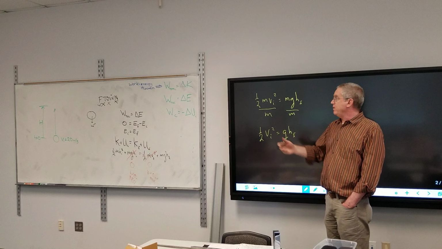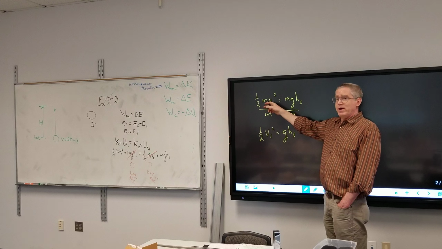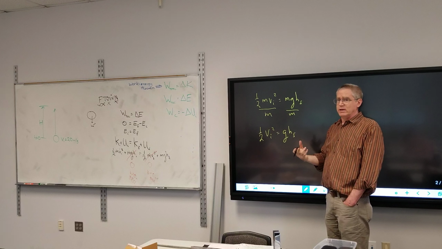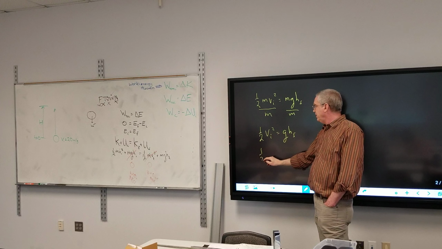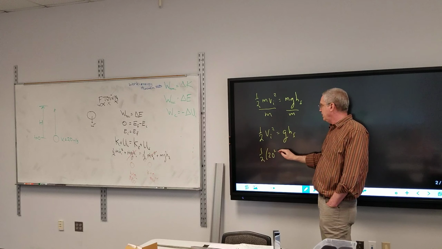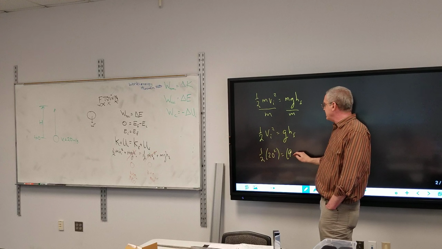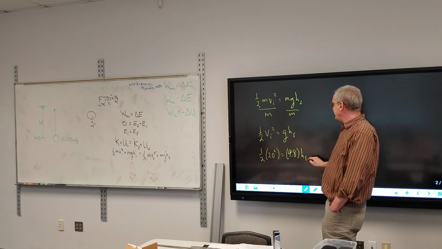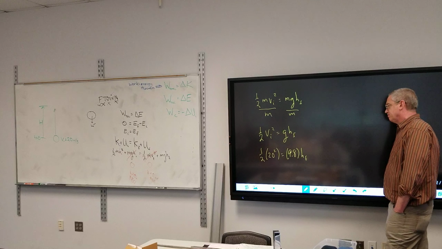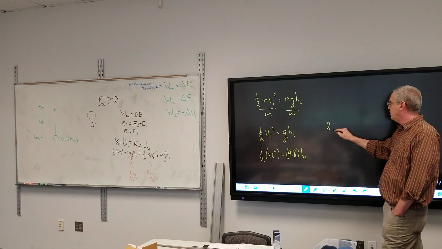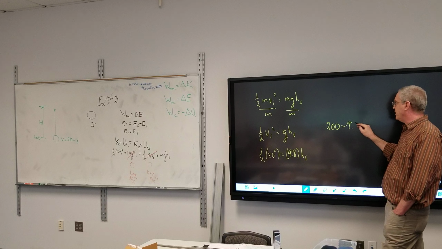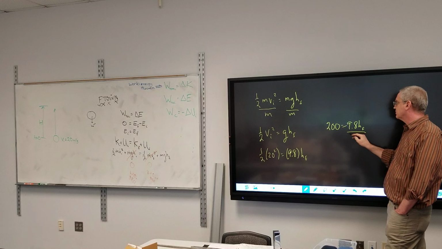If you want to throw the 5 kilograms in there for mass, go for it. You get to the same place. So I have 1/2 times 20 squared is equal to 9.8 times my final height. So that's 200 is equal to 9.8 times the final height.